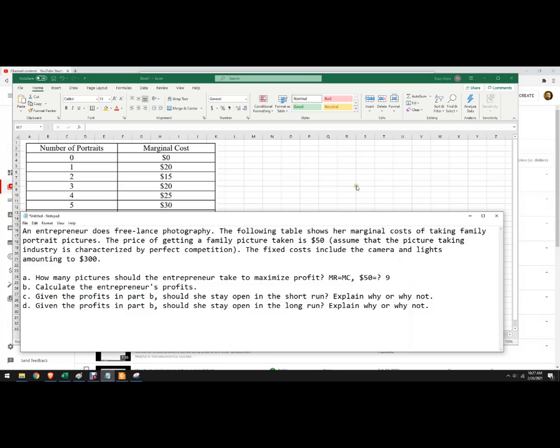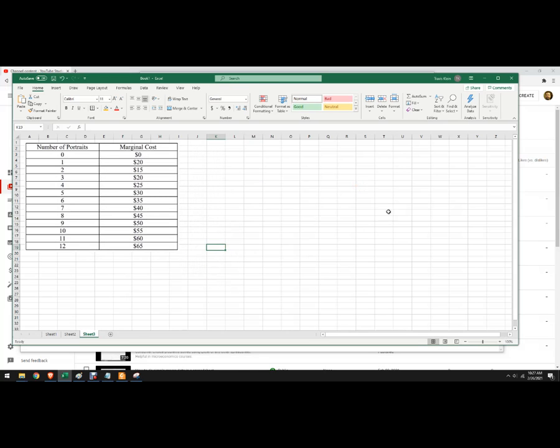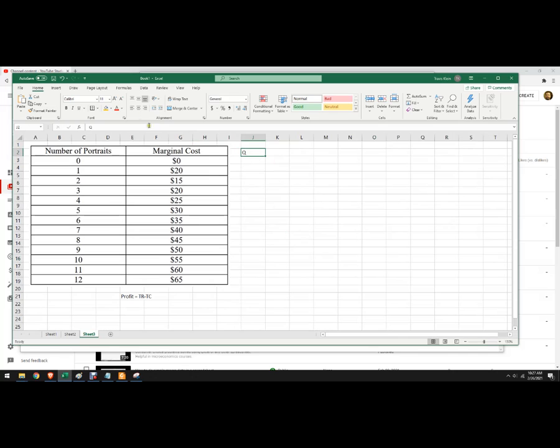Okay, so now we need to calculate their profits when they're producing 9. To do that, I need to know the total cost, because profit is equal to total revenue minus total cost. So I can figure all this out in Excel. I'm going to change up the numbers just a little bit to make it more economicsy, if that is a term. So I've got quantities, and I don't care about quantity 0, so we'll do quantity 1, 2, 3, 4, 5, all the way down to 12.